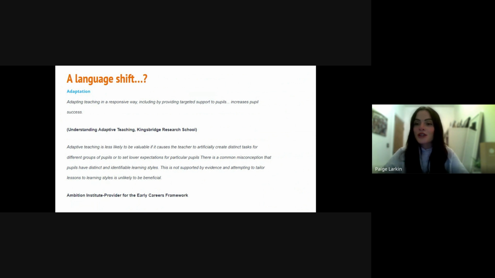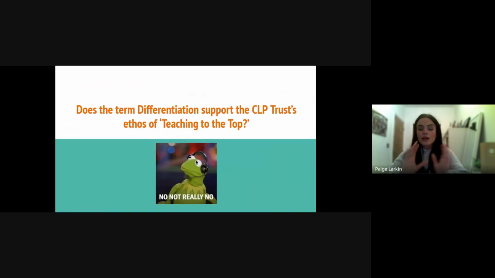It's something that we obviously use as a big part of our teach to the top and scaffold down principle. So we've got to try and think now about how we actually move forward with these two terms, because they do seem to be pretty clashing, really.